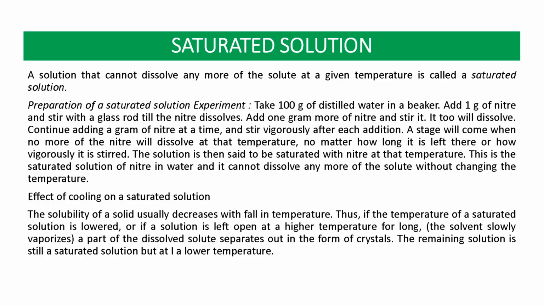After each addition, a stage will come when no more niter will dissolve at that temperature, no matter how long it is left there or how it is stirred. The solution is then said to be saturated with niter at that temperature. So in this procedure you can understand how we can make a saturated solution. If we add solute to the solution, it will dissolve, and we add some more solute, and then one stage will come when we add solute and it will not dissolve, so it will become a saturated solution. So, at a given temperature is very important here.